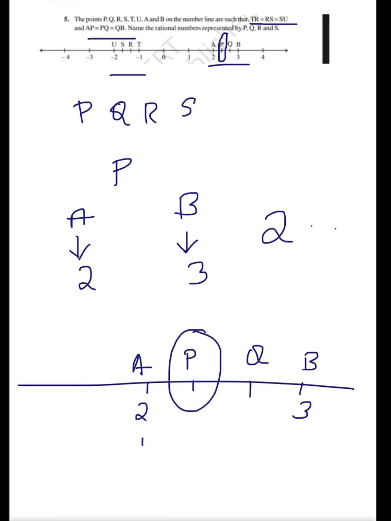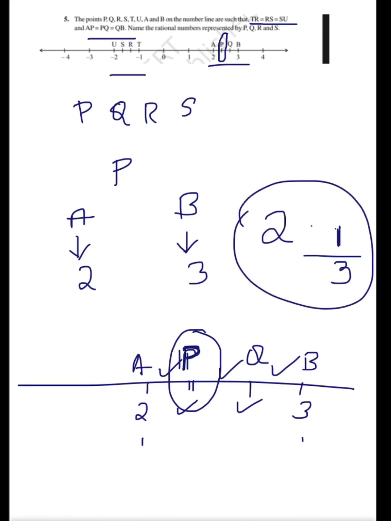So in between 2 and 3 you need to identify how many divisions are there. You can see that 1, 2, 3. Between A and B 3 divisions are there. That means you have to mark the denominator as 3. Now what about the numerator? P is the first point, so here it will be 1. So 2 1 by 3.